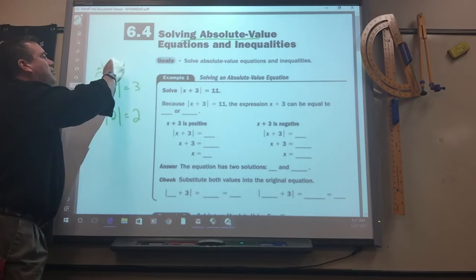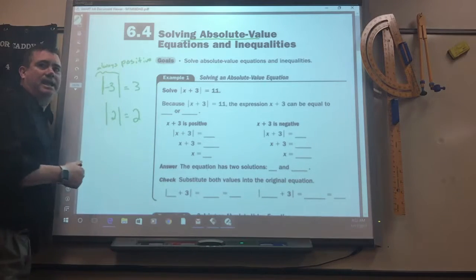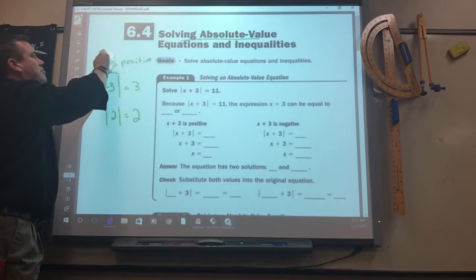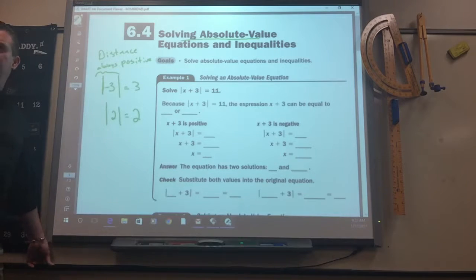The types of problems these are used on is distance problems. Because distance is never negative. If you drive backwards, you're still traveling a positive distance. You're just going backwards, okay?